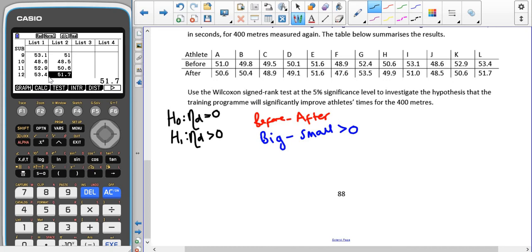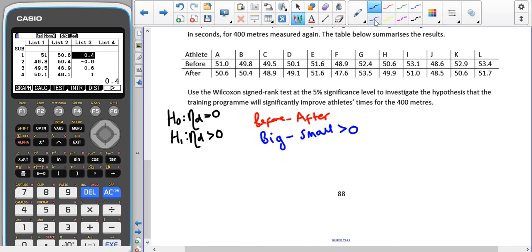So as I have explained before, if we go to list 3 and go all the way to the top of list 3, so that where it says list 3 it's highlighted, and then we type in list, remember to get list it's shift and then 1, and we're wanting to do list 1, our before times, minus shift and then list again, 2. So we've got list 1 minus list 2, and when I click Exe now, list 3 has been filled with the differences.